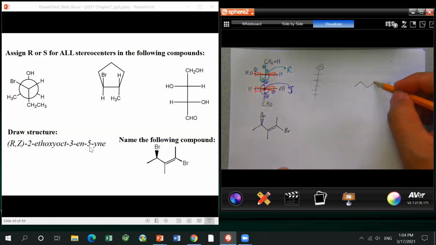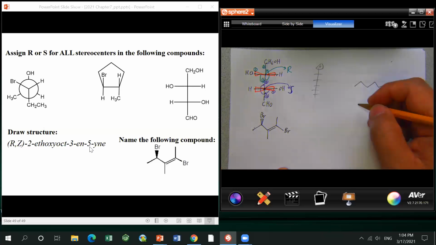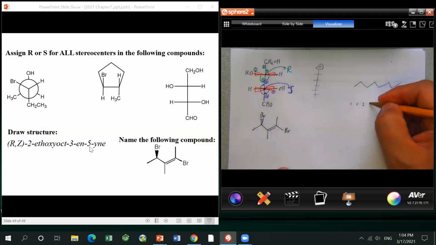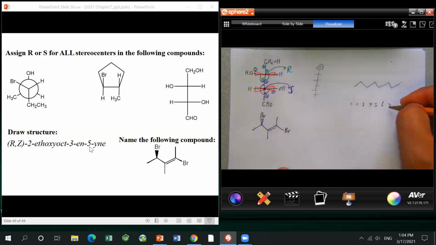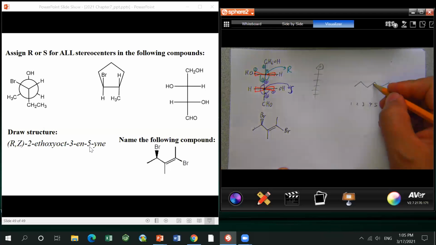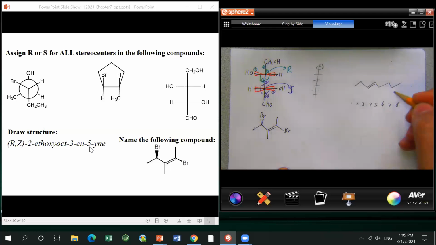One, two, three, four, five, six, seven, eight. Okay, eight carbons. Right, and then you can number it. It doesn't matter which way you want to number, so from left to right: 1, 2, 3, 4, 5, 6, 7, 8. Okay, so 3-ene means a double bond between the third carbon and the fourth carbon.